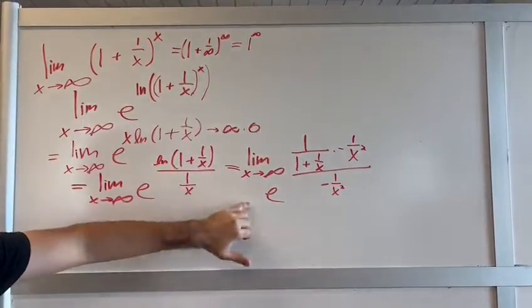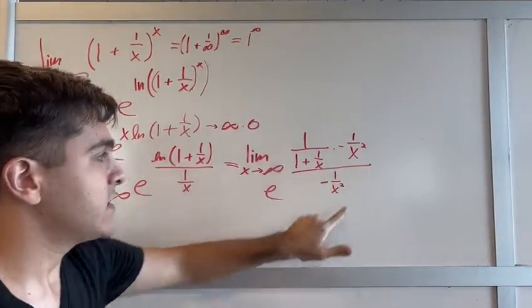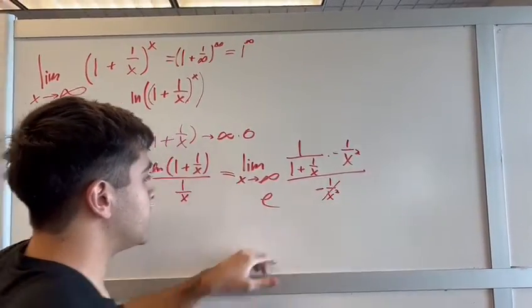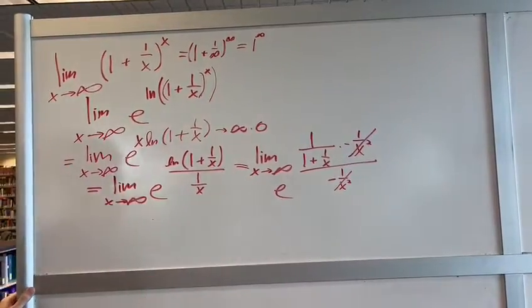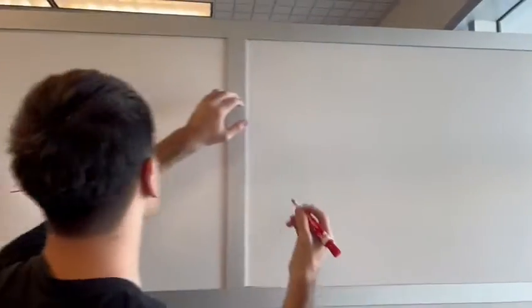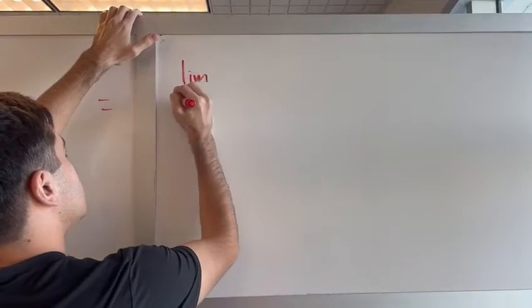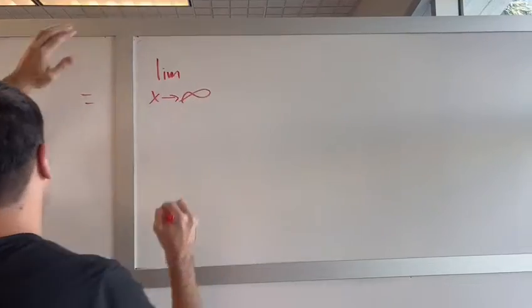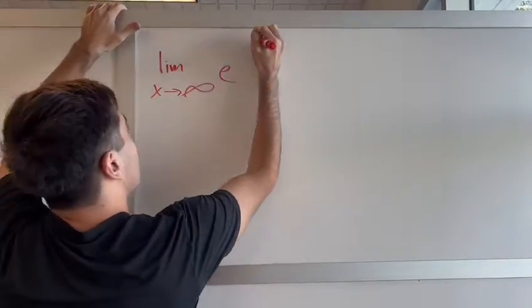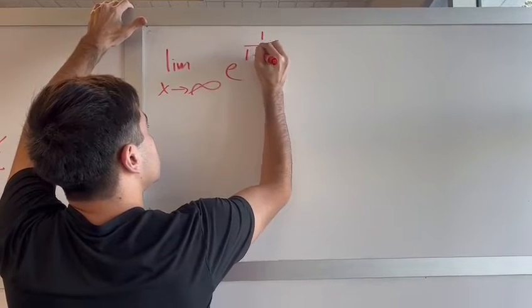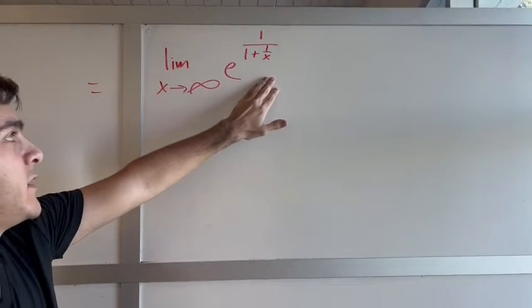Okay, so we're taking the limit of this whole thing. It's a little messy, but basically that's what's happening. What you notice is that, first of all, these cancel out, right? The negative 1 over x squareds cancel out conveniently. So now let's move over here. What we have is the limit as x approaches infinity of what we have left, which is e raised to the 1 over 1 plus 1 over x.